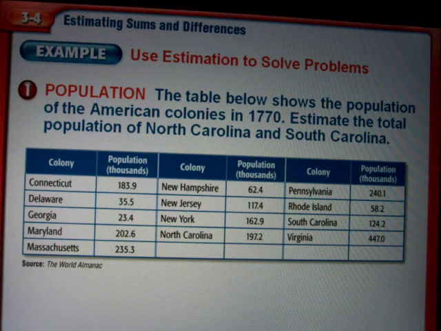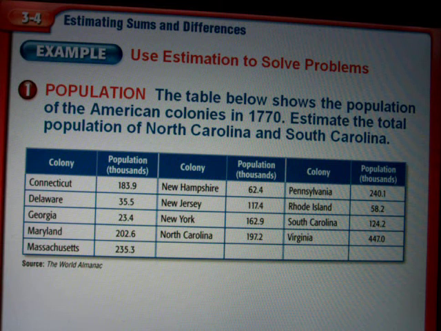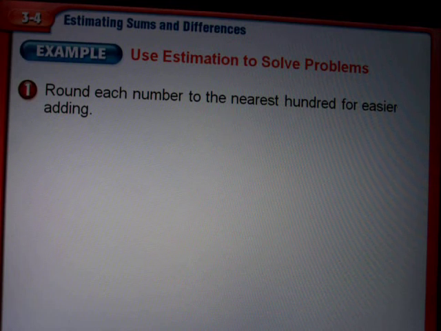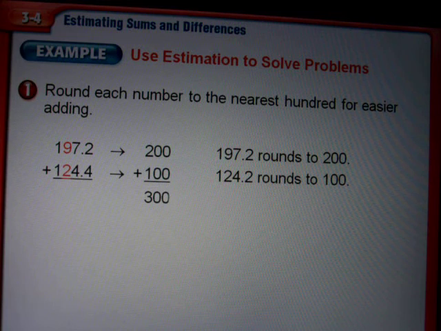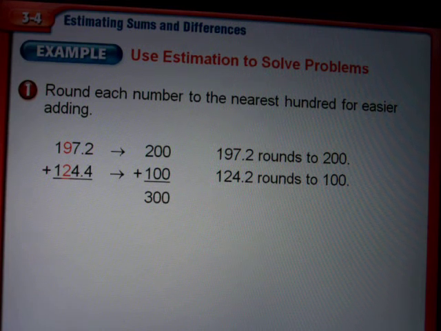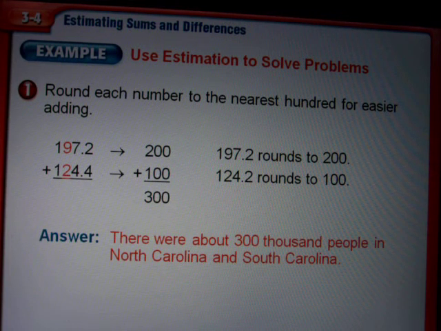So, the table below shows the population of American colonies in 1770. Estimate the total population of North Carolina and South Carolina. We don't really need super exact numbers. North Carolina has 197,000 people, and South Carolina has 124,000 people. So we're going to round each number to the nearest hundred for easier adding, and that's what clustering is. So that rounds to 200, that rounds to 100, and so we have about 300,000 people in North Carolina and South Carolina. You just round it to the nearest number, which makes it easy for adding.